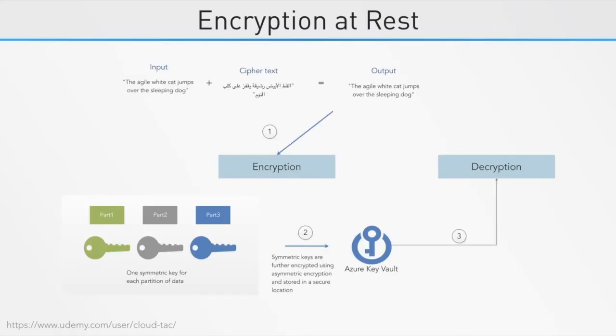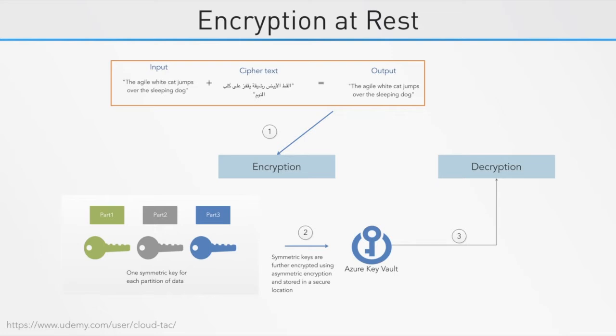Encryption at rest is the encoding or encryption of data when it is persistent. For a data store to be considered persistent, it must write to non-volatile storage. The encryption at rest designs in Azure use symmetric encryption to encrypt and decrypt large amounts of data quickly.